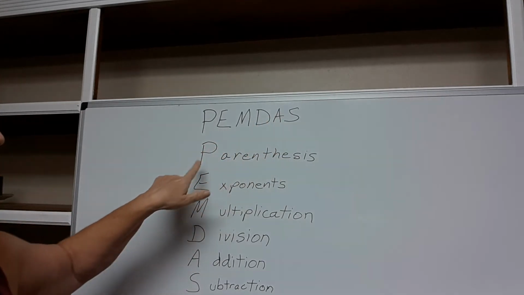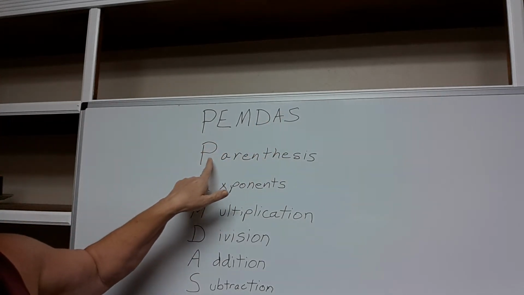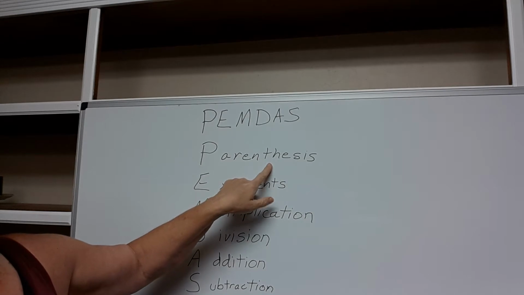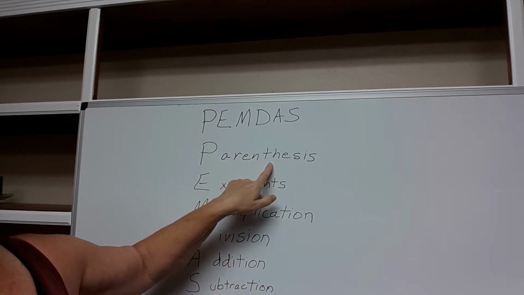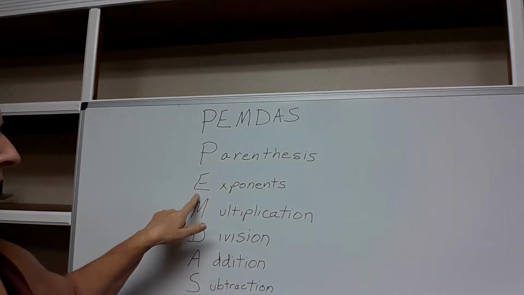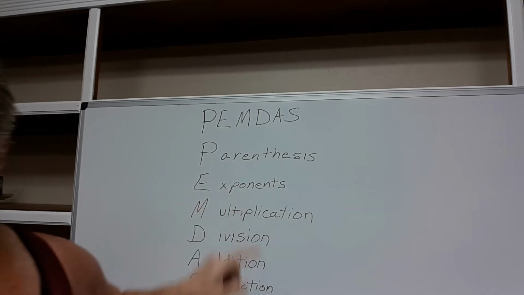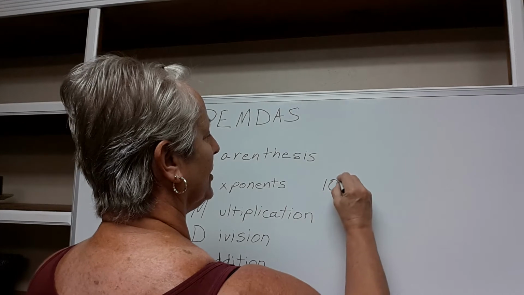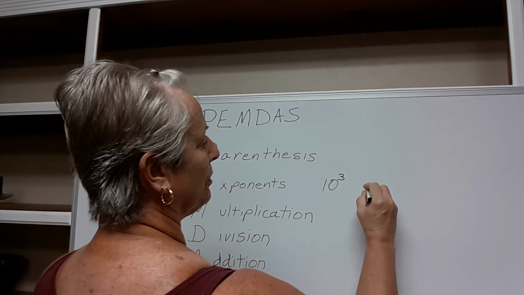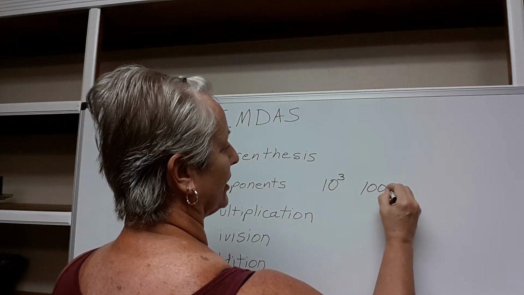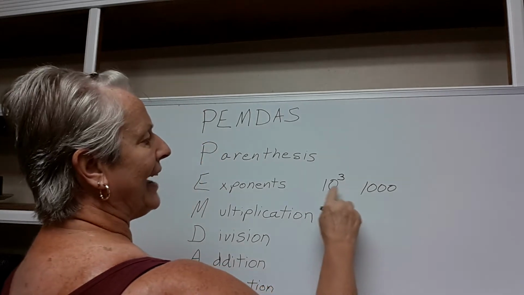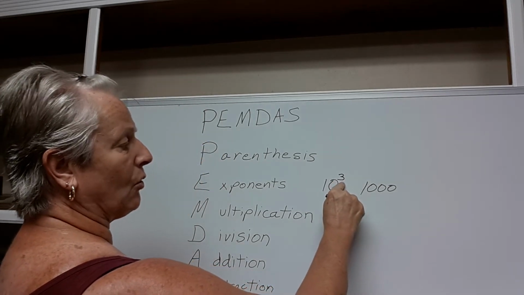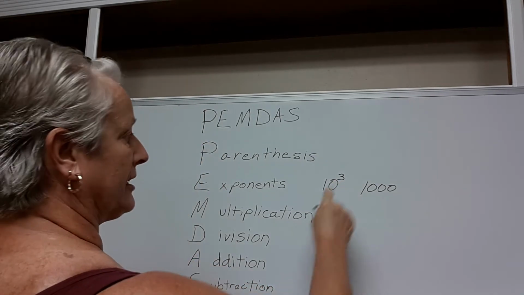PEMDAS. P stands for you do parentheses first, and on the video it says parentheses and brackets. E, you do exponents. That would be, if it was 10 to the third, all you do is make sure you have the 3 zeros. Okay? That is an exponent.